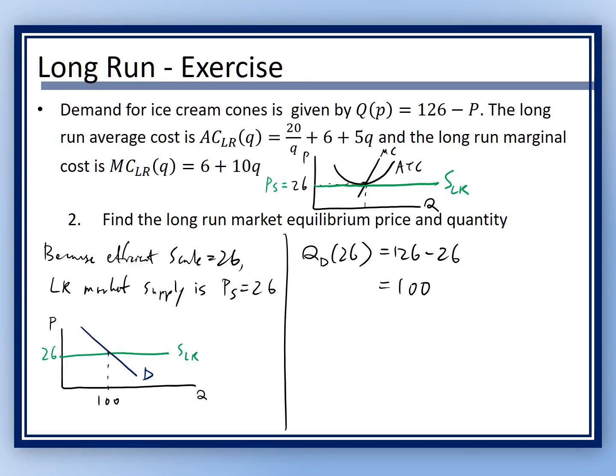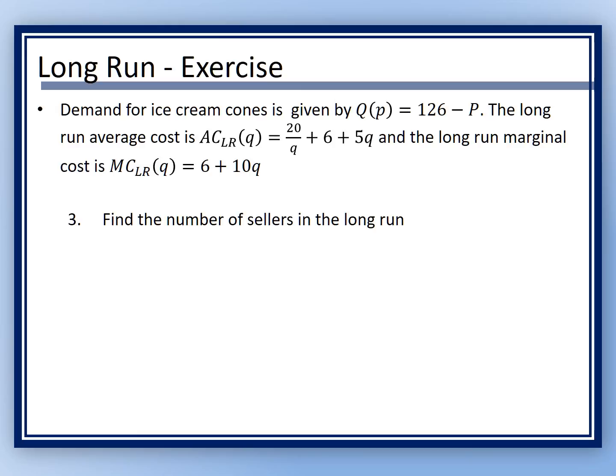So the final question is asking what each seller is producing. The market is producing 100 units, right? Each seller is producing just how many? Each seller is producing 2 units. So number of sellers would be 50. You need 50 sellers to fulfill all the demand. If the demand goes up, you would expect more sellers. When the demand goes down, you would expect fewer sellers.